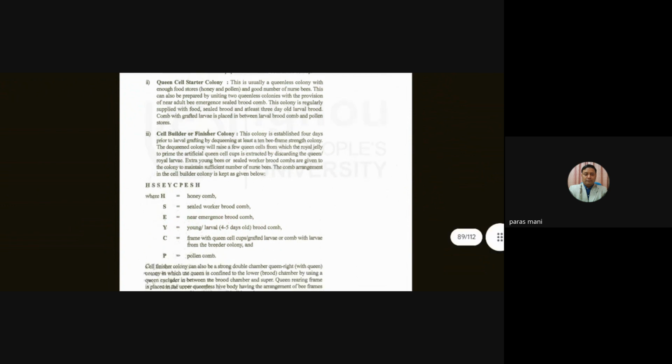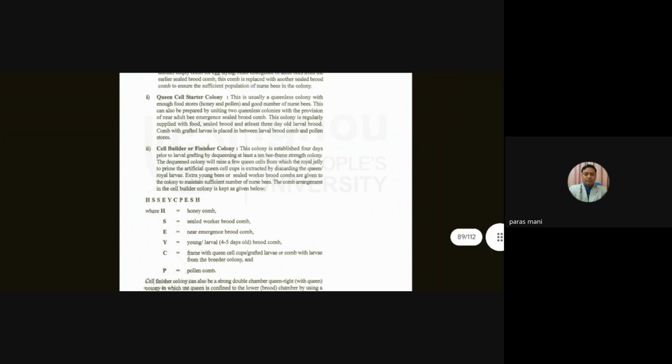And the next one is a cell builder or finisher colony. This colony is established 4 days prior to larval grafting by dequeening at least a 10 bee frame strength colony.